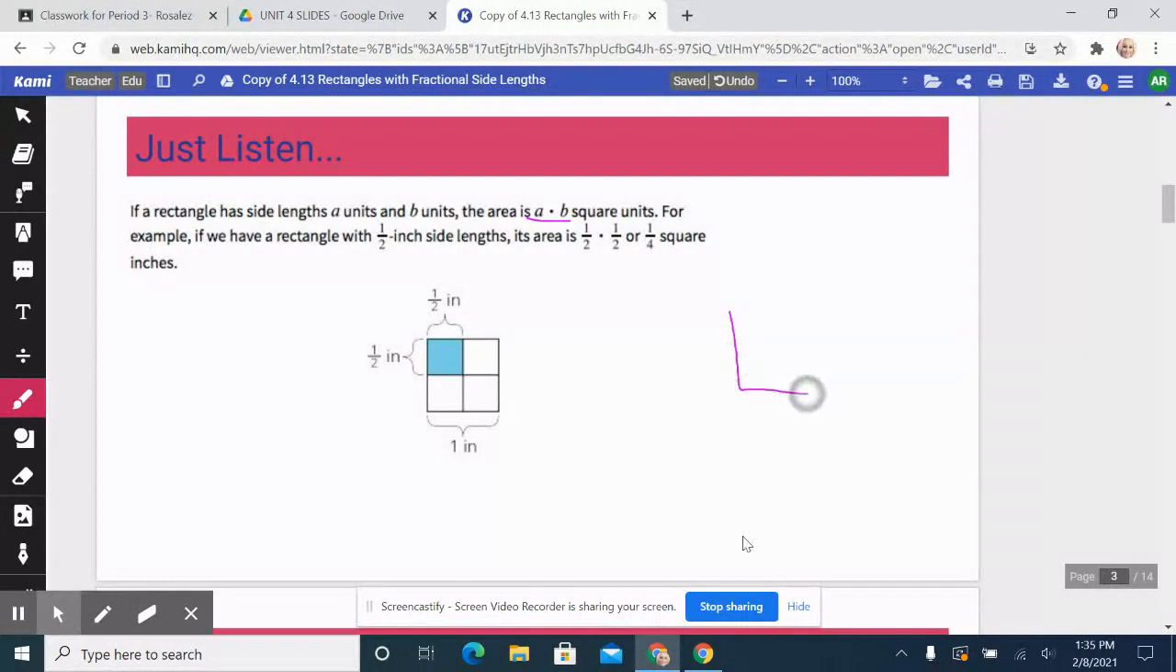Let's say that I have a rectangle. I'm going to use normal numbers, not fractions, to get your brains where you need to be. So if this length is 4 and this length is 4, you were taught in the beginning of the year to multiply the length and the width, right? So 4 times 4 would be 16. If I asked you what's the area of this rectangle, you would tell me 16 square units. That would be the correct answer, and it's because we multiplied the length and the width, right?